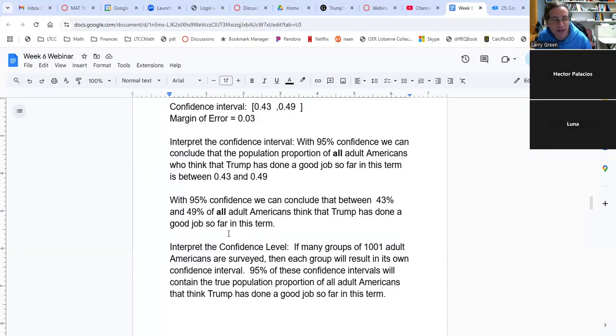Okay, we can now talk about the confidence level. Same idea. If many groups of 1,001 adult Americans are surveyed, then each group will result in its own confidence interval. So if we asked a different 1,001 adult Americans, we're going to get a different confidence interval. We can do this over and over again in theory, and they're all going to give you a different confidence interval. 95% of these confidence intervals will contain the true population proportion of all adult Americans that think Trump has done a good job so far in this term.